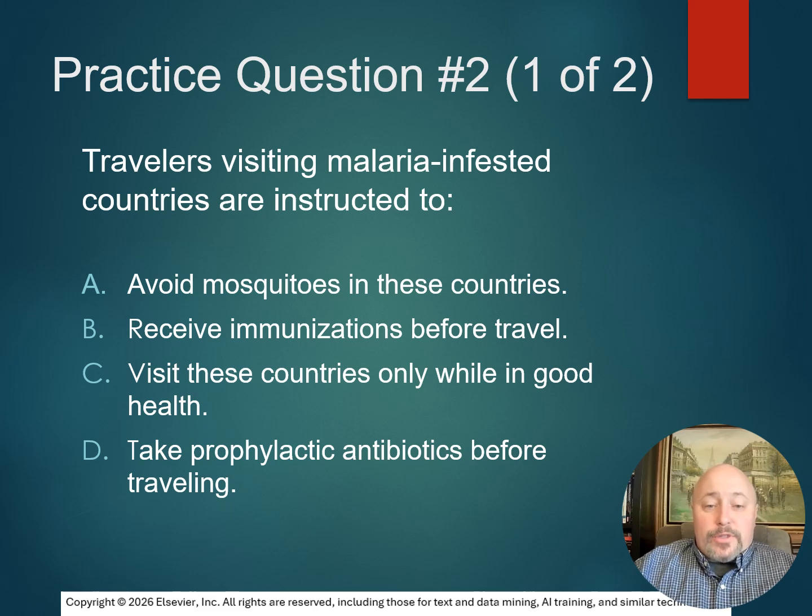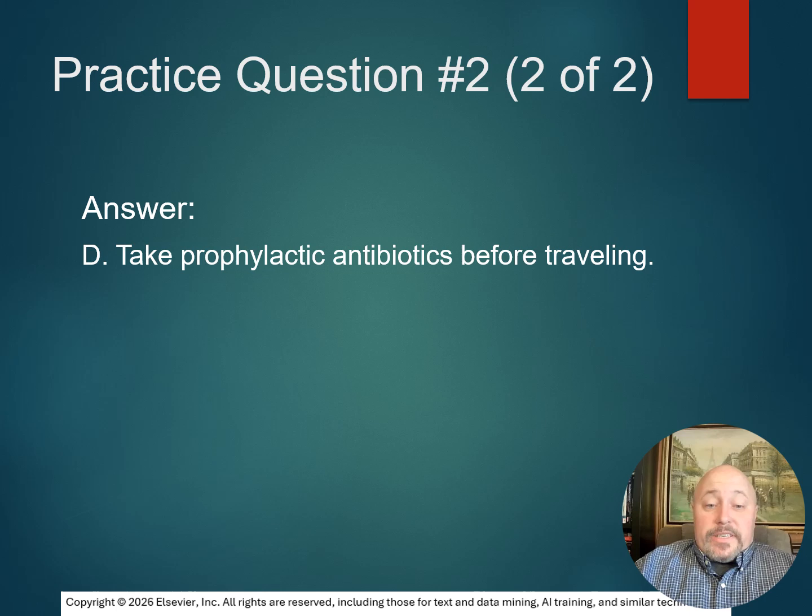Question 2. Travelers visiting malaria infested countries are instructed to A. Avoid mosquitoes in these countries, B. Receive immunizations before travel, C. Visit these countries only while in good health, or D. Take prophylactic antibiotics before traveling. And that answer is going to be D. Take some form of prophylaxis before traveling.